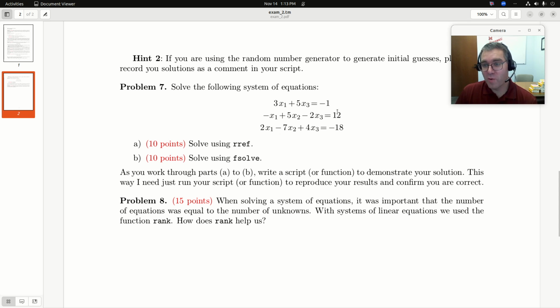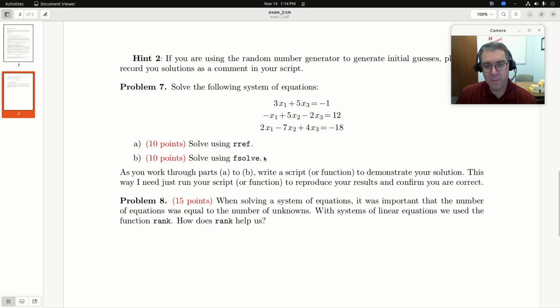All right, last quantitative question. Let's take a look at problem 7. So now we have a system of 3 linear equations, and we're asked to solve it using rref and then also using fsolve. Okay, cool. And again, write a script or function to demonstrate your solution.